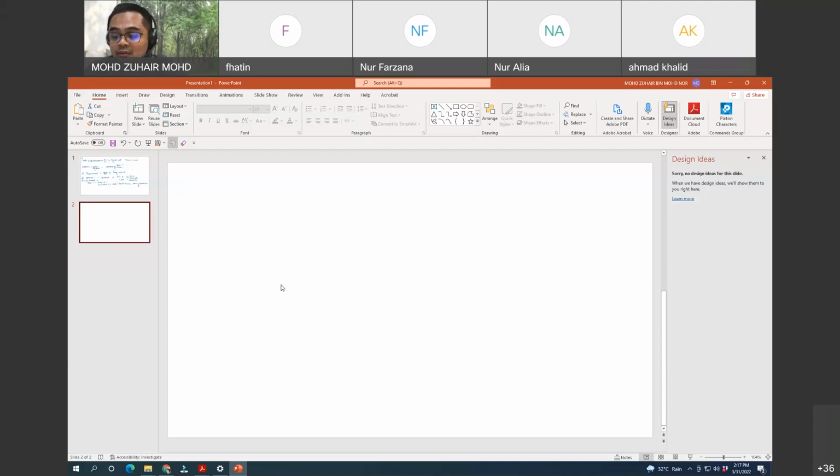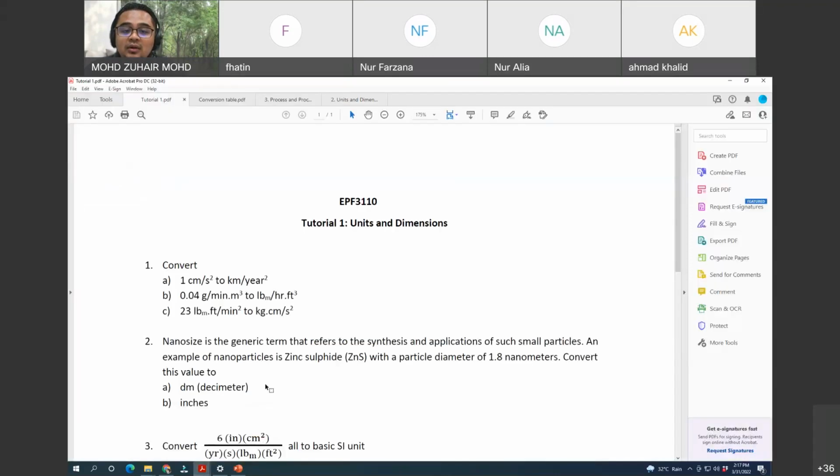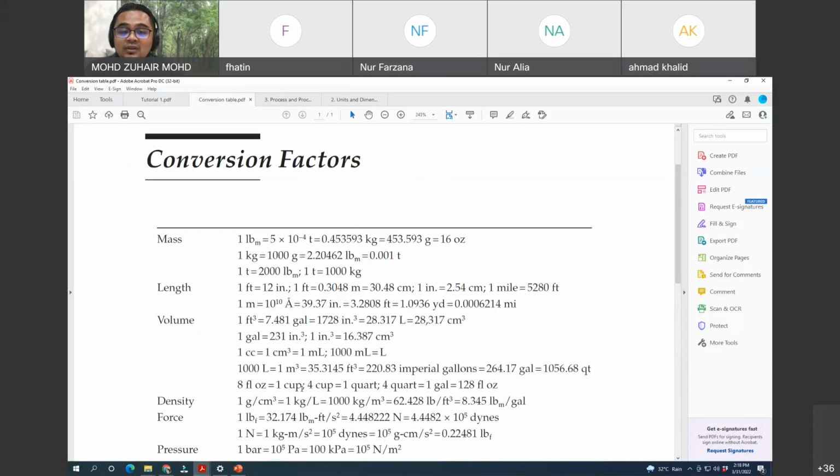So try to avoid getting into a confusion state by doing a lot of exercises, so you will fully understand every single thing that has been asked and every single thing that has been taught in this course. Okay, so we are going to do tutorial one. Basically, tutorial one for me is straightforward. What you need to do is just the conversion, and you can refer to the conversion table here to help you out.